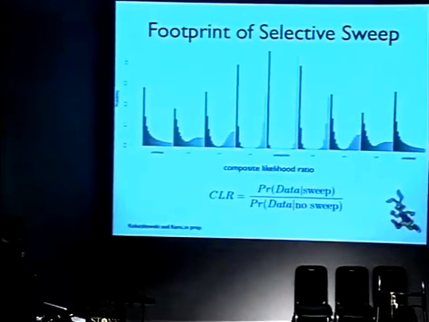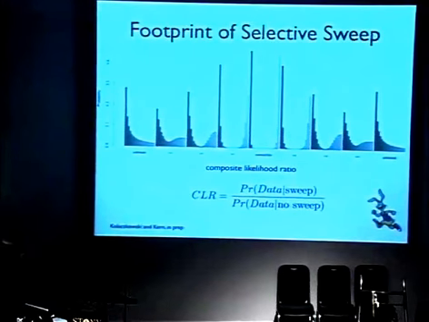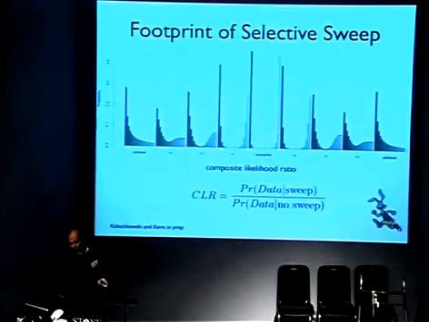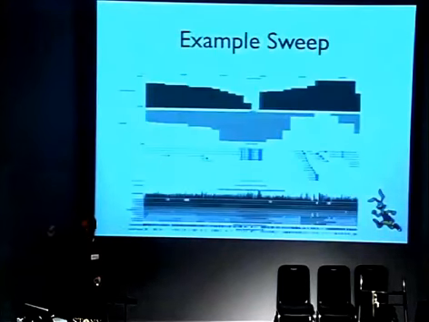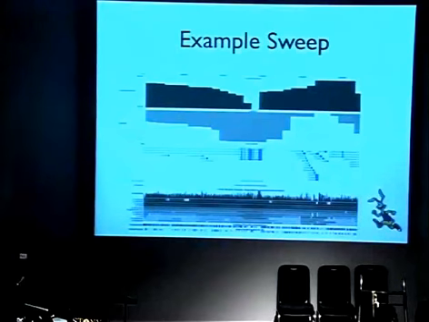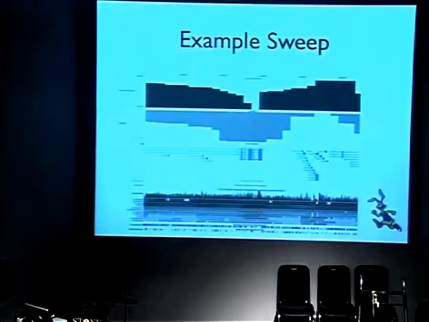The hypothesis I'm interested in testing is the probability of my data given a sweep in comparison to the probability of my data given no sweep at all. I'm going to look at those individual fixations. Each of those fixations that I've identified via phylogenetic methods, I can then go and evaluate. I can do that hypothesis test.